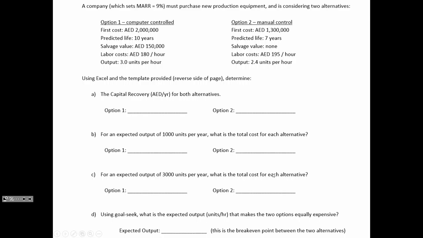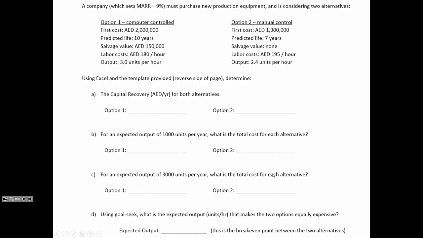Okay, so what we have is two options here, the computer-controlled equipment and the manual-controlled equipment. You'll notice that the first cost of the computer equipment is more expensive. So what do we get for that added expense? Well, it lasts longer. It lasts 10 years instead of 7. It has some salvage value, whereas option 2, the manually-controlled equipment, has no salvage value.